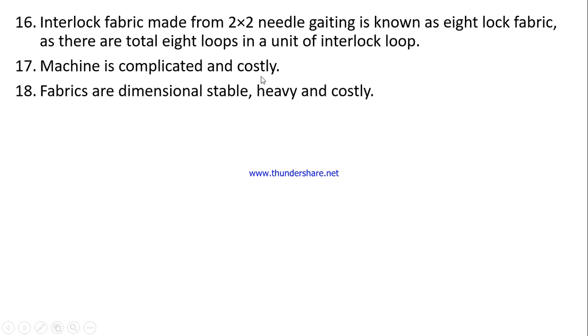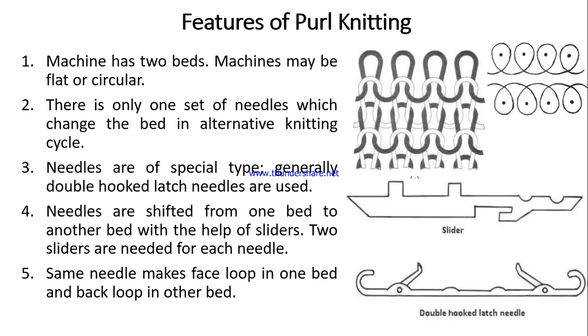The machine is complicated and costly. It is the most complicated machine because the structure is complicated. Fabrics are dimensionally stable, heavy and costly. So the interlock structure is the costlier fabric.